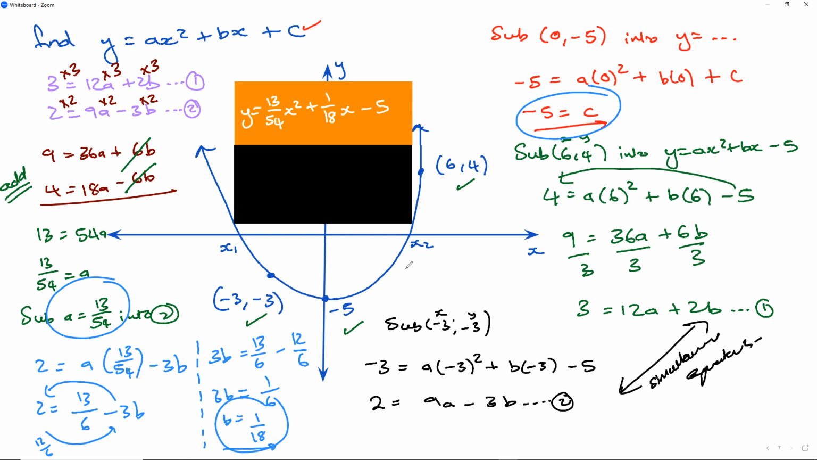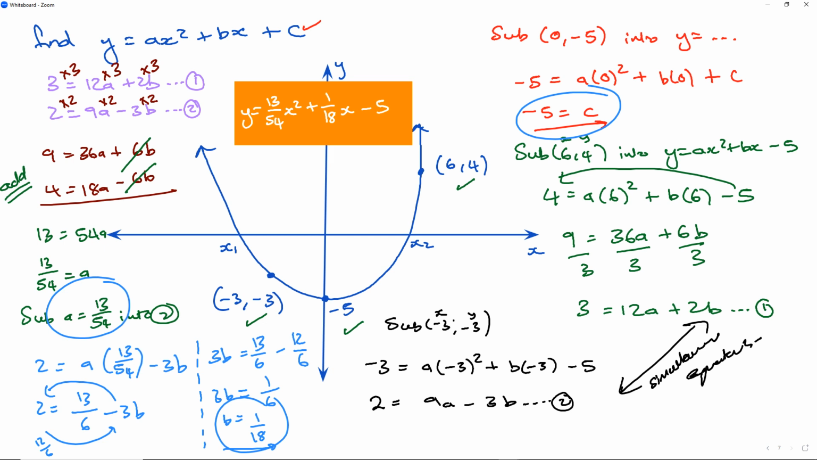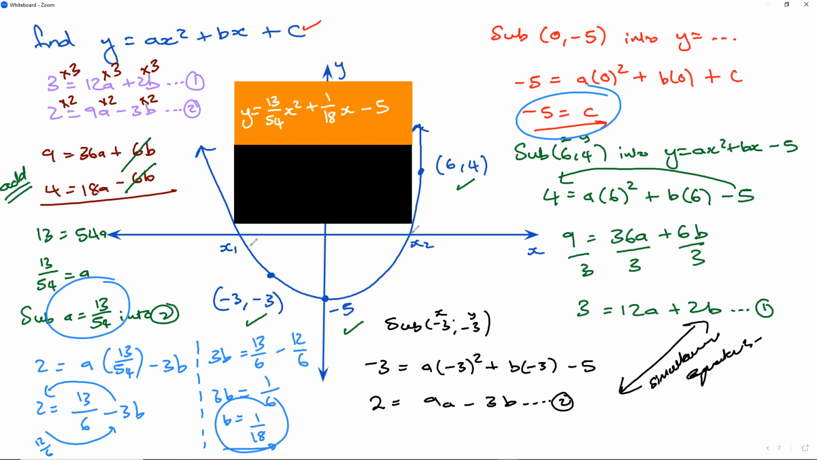I get the quadratic formula, which will be minus, and here I have to be super careful because I'm dealing with fractions. It's going to be minus b, remember, so minus 1 over 18, plus or minus the square root of b squared, which is 1 over 18 squared, minus 4 times a times c, which is 13 over 54 times negative 5, all divided by 2 multiplied by a, which is 13 over 54.